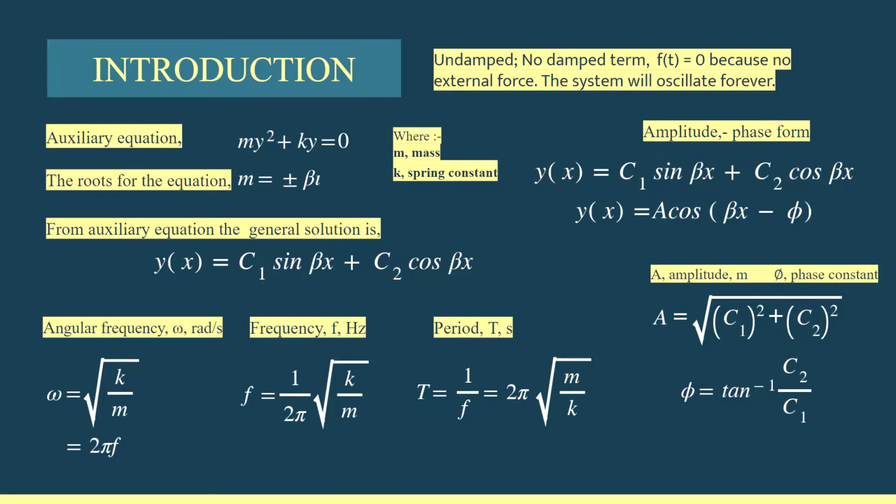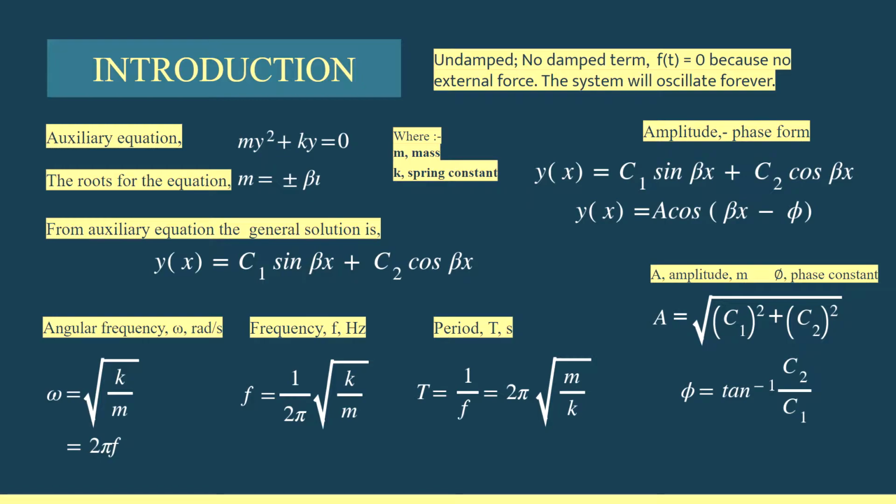The auxiliary equation or characteristic equation for the undamped system is my squared plus ky equal to 0, where m is mass in kilograms and k is the spring constant in kilograms per second squared. As I said just now, the equation is equal to 0 because there is no external force. As in our previous lesson, when F(t) is equal to 0, we use a homogeneous equation solution. The first step is to find the roots. By using the quadratic formula, we get m equal to plus minus bi.